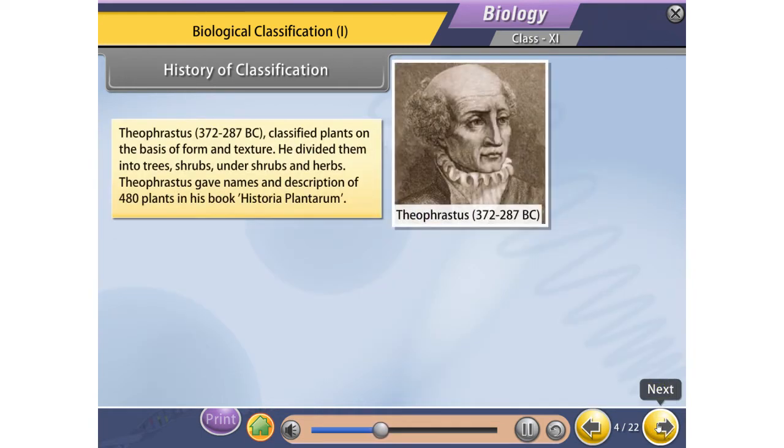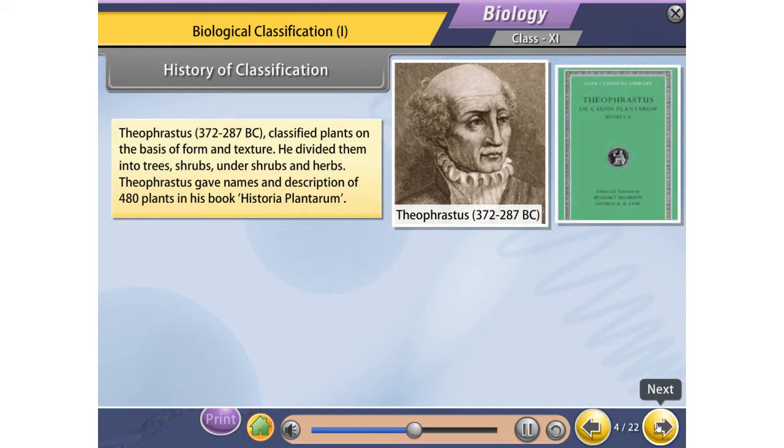Theophrastus, 372 to 287 BC, classified plants on the basis of form and texture. He divided them into trees, shrubs, undershrubs, and herbs. Theophrastus gave names and descriptions of 480 plants in his book Historia Plantarum.